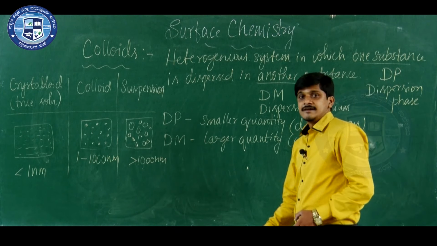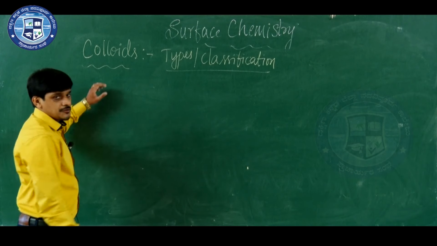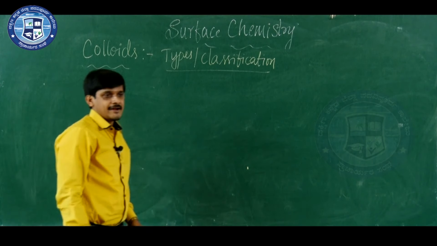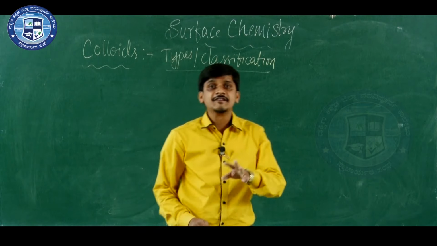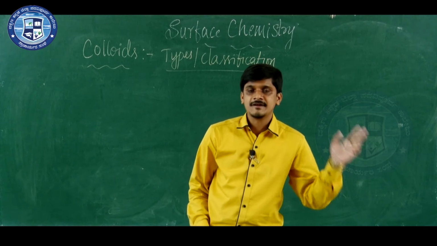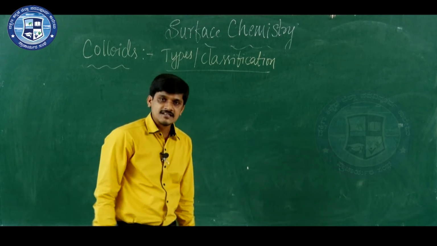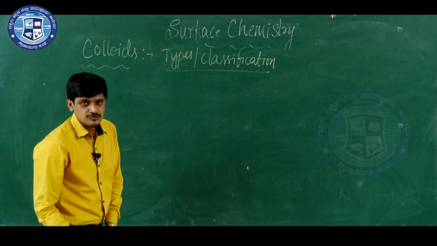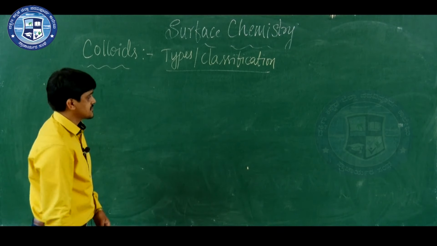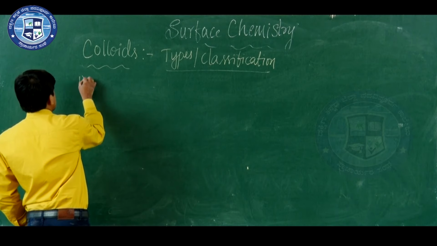Next, go for types of colloids. So, colloids are classified based on three different ways. They have classified colloids in three different ways. So, what are those three different ways of classification? One by one we will discuss.